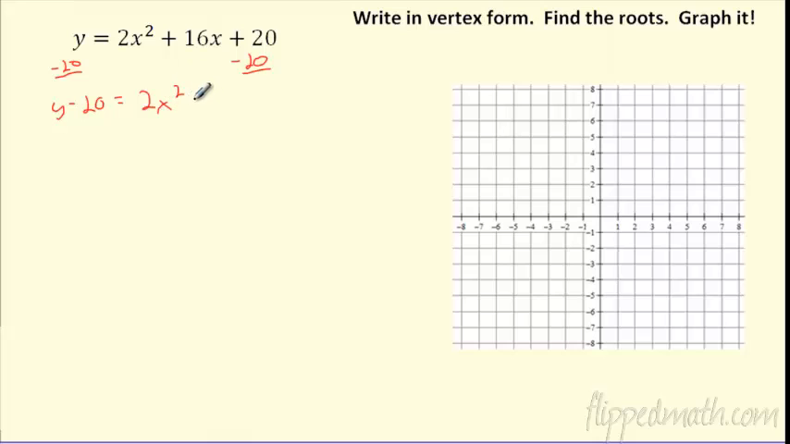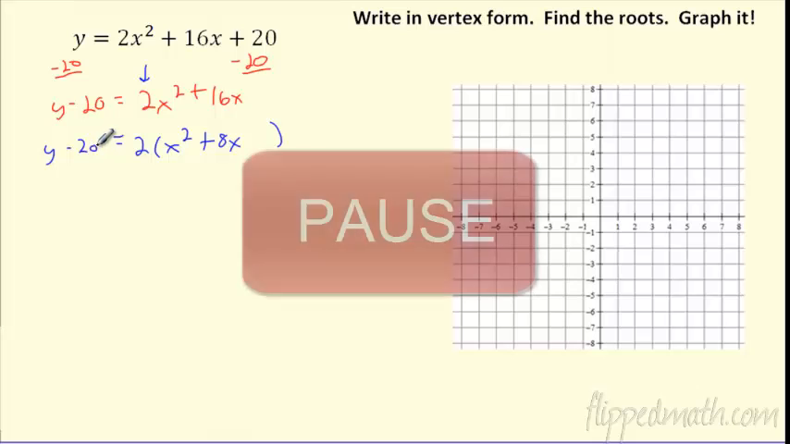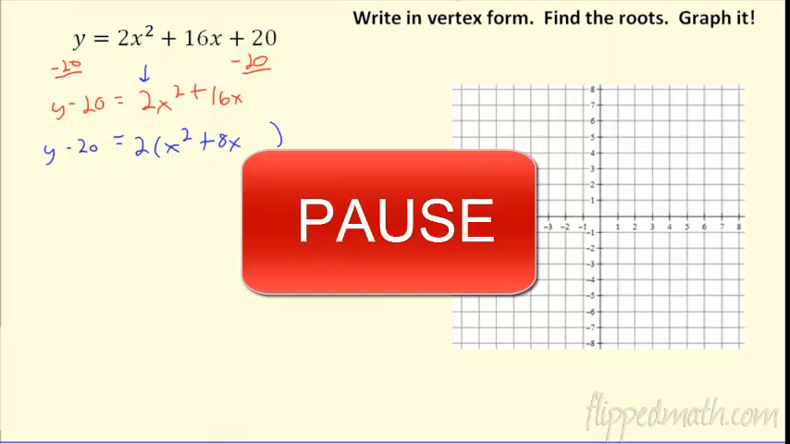I've got 2x squared plus 16x. And again, it looks like I'm ready to complete the square, except for what? Ooh, leading coefficient. Can't have that, so we're going to factor out a 2. So we've got x squared plus 8x. And then give yourself some room here to complete that square. So go ahead and finish this out. Go ahead and find the roots, graph it, see how it goes.